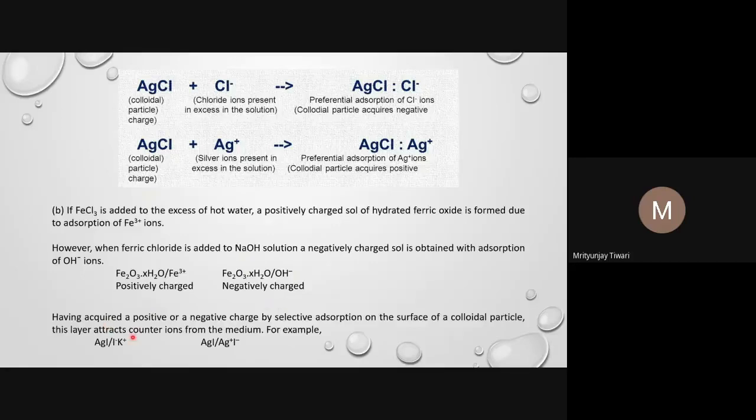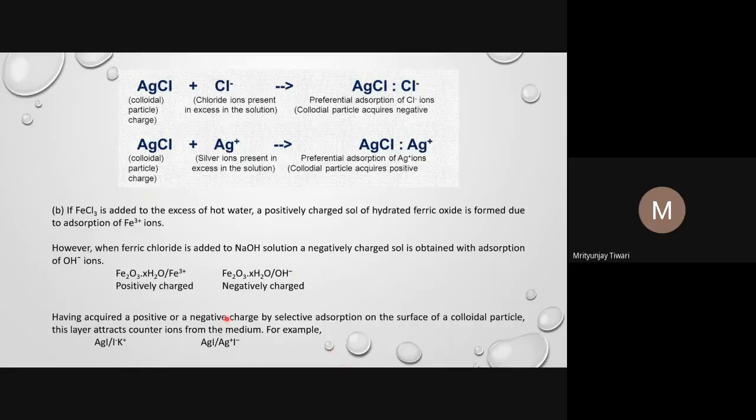So having acquired a positive or negative charge by selective adsorption on the surface of colloidal particles, we have seen that selective adsorption happens. Since it is adsorption, the positively or negatively charged ions will stay only at the surface of the particles, they will not go inside. If they went inside, then it would be absorption. So these ions are adsorbed onto the surface of the colloidal particles.